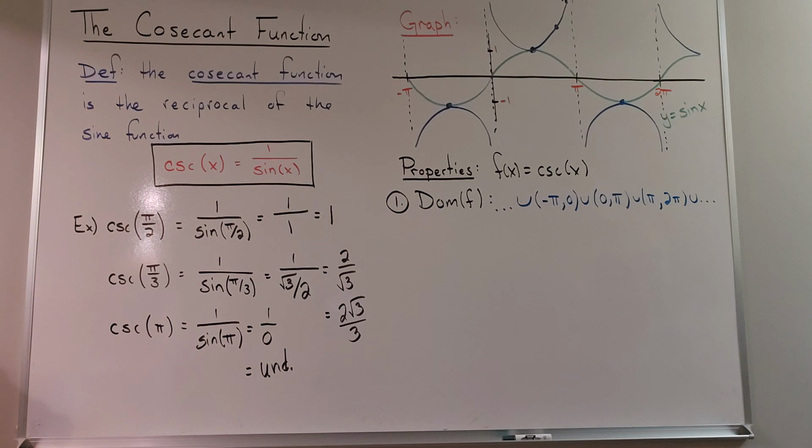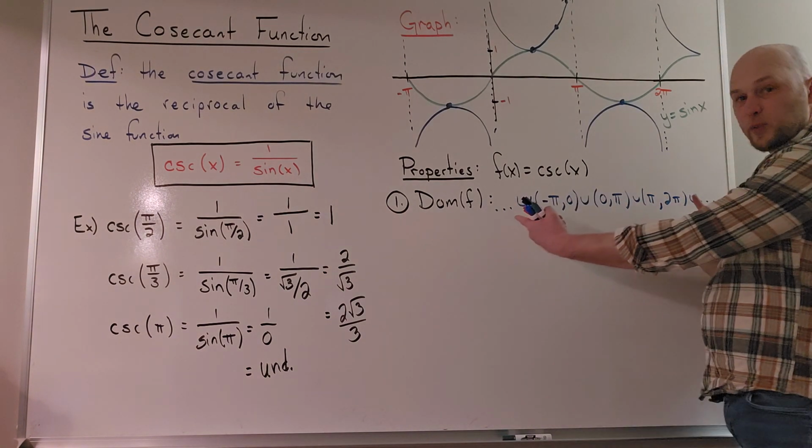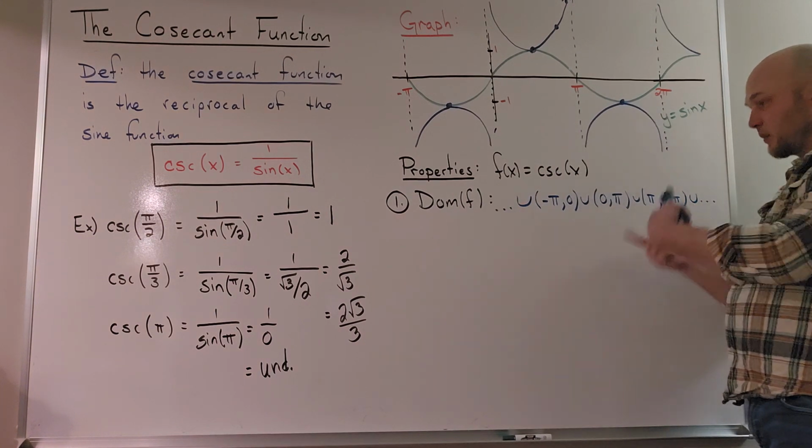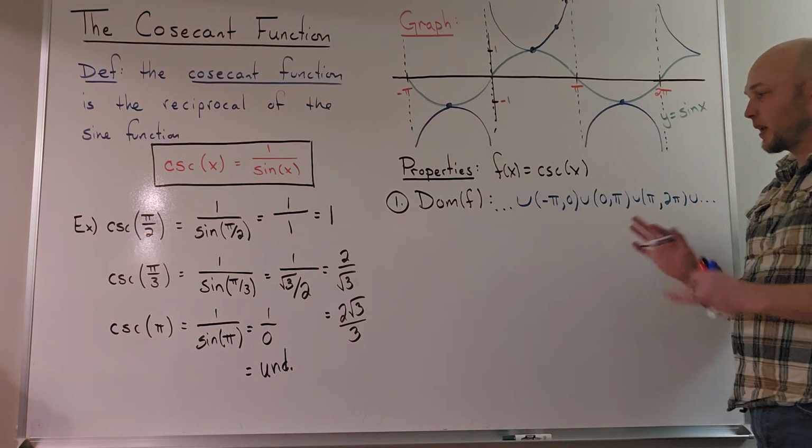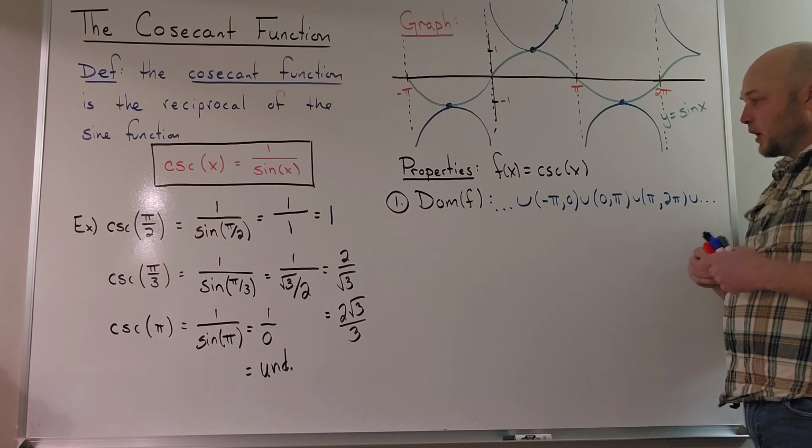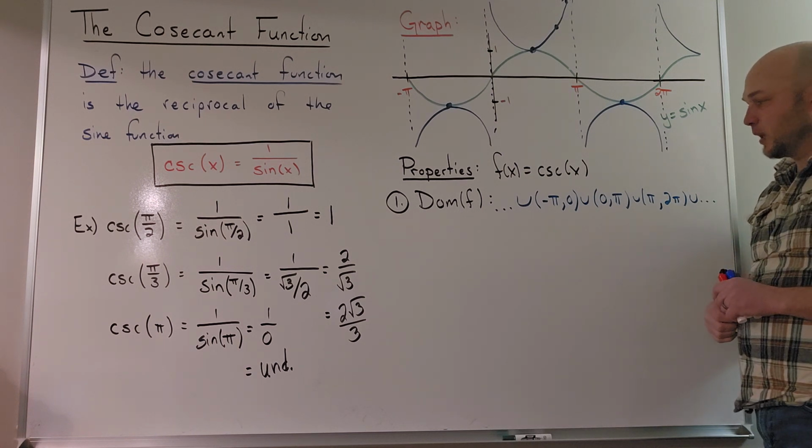So I've got this complicated union. There is a way that I can write this in a much more compact way using a slightly more sophisticated union notation, but I'm going to leave that off. If you want to see it, let me know in the comments below.